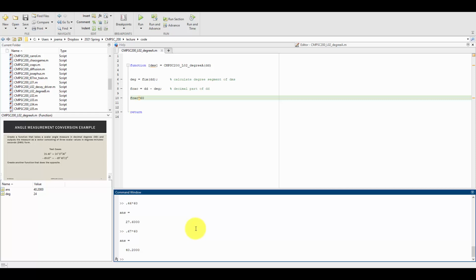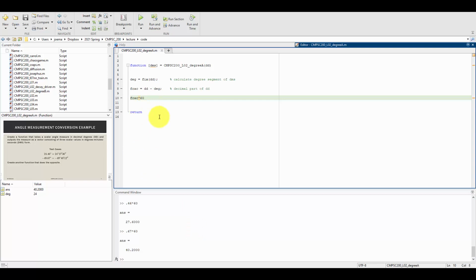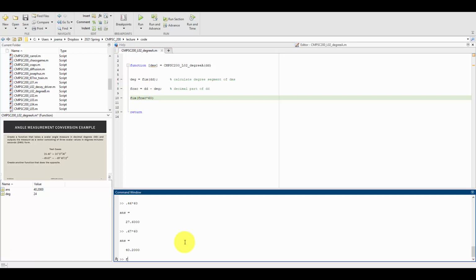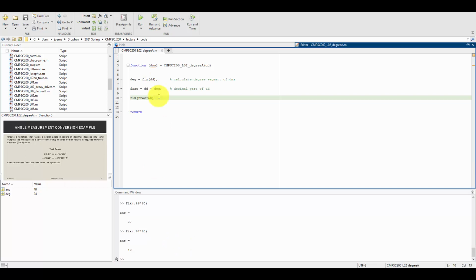So when I do this calculation, the stuff to the left of the decimal will be how many minutes we have in the DMS form. So frac times 60, and I want to fix this too. Let's see what happens if I use the fix. I have the 27 for the first one, and the 40 for the second one. So this gives me the minute part.